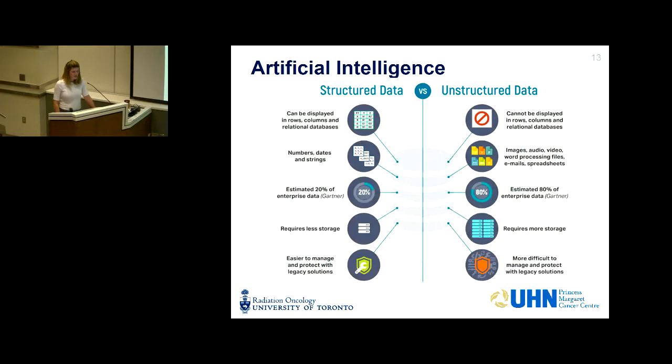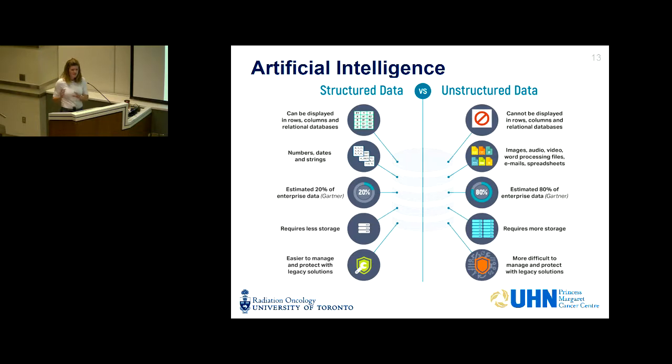Another way of looking at the types of data that's probably quite relevant to us in healthcare is the idea of structured versus unstructured data. So structured data is really only about 20% of the data that exists in the world, and that's the data that's really easily organized in a database. So numbers, dates, strings of data, it's easy to store, it doesn't take up a lot of room, but again, it's only about 20% of the data that exists.